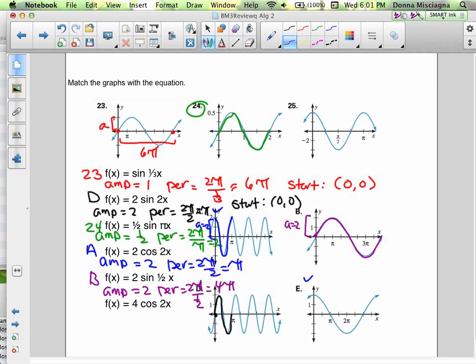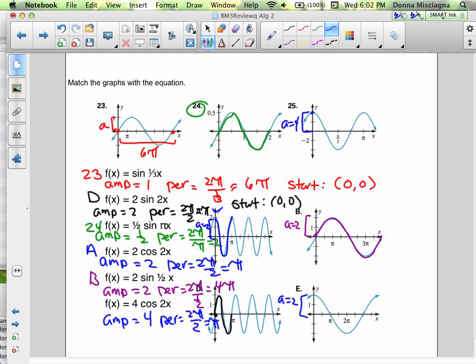All right, so our last one, the 4 cosine 2x, has an amplitude of 4, and the period is 2 pi divided by 2, so that's pi. All right, so cosine starts at its max. We got 2 graphs it could be. These are both cosine, the 25 and the e. All right, but we need to have an amplitude of 4. This one only has an amplitude of 2.